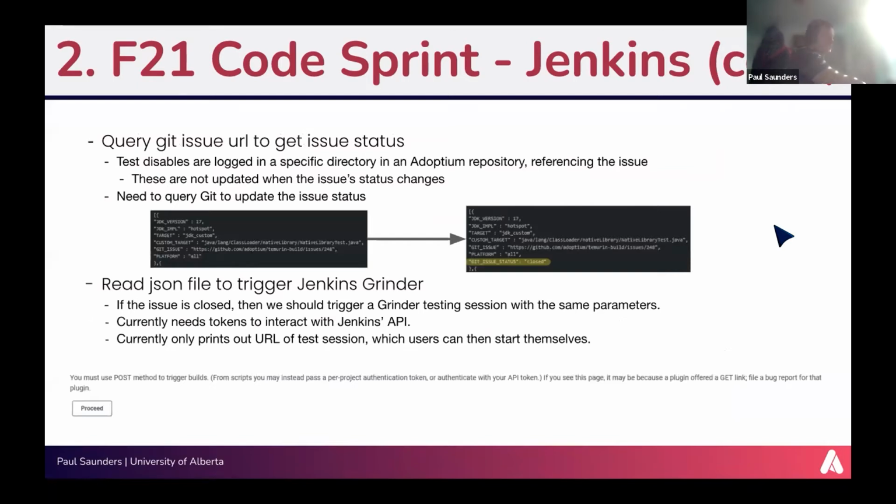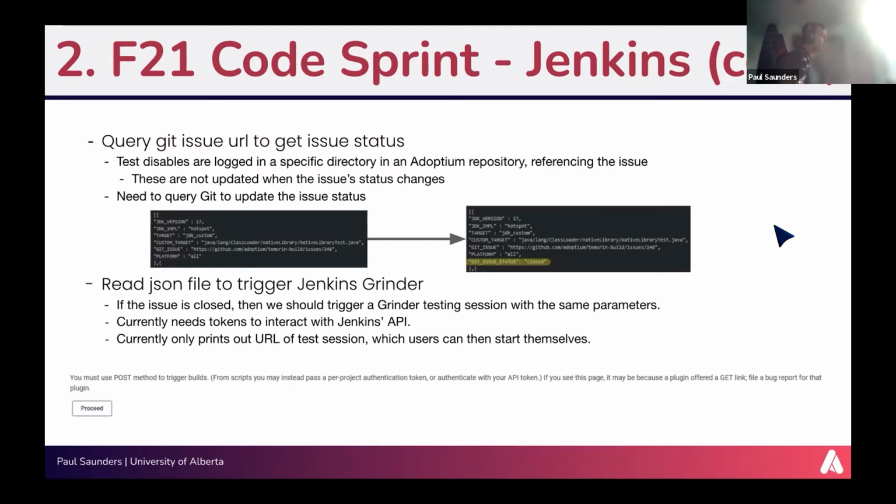And so the first thing that we particularly discussed was the query of the get issue URL to get the issue status. You can see on the left image here, this is the JSON that's created when you write that command in a GitHub thread. It lists all of the settings for that test, as well as links back to that GitHub issue. And so what we do is we keep querying, and if that get issue status is closed, like you can see highlighted on the right, then we know that we need to read that JSON file and trigger the Jenkins Grinder, which is the other task that we worked on.